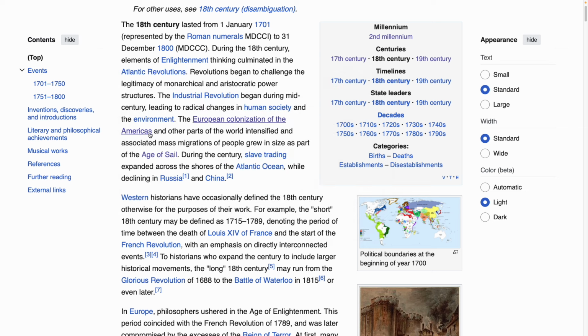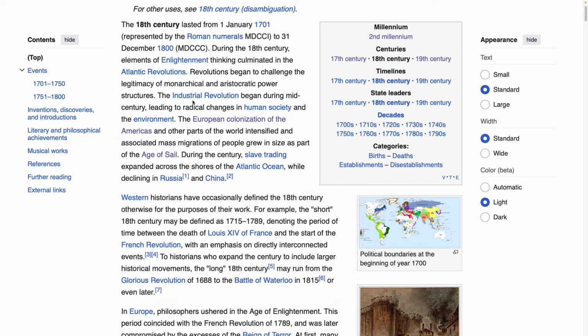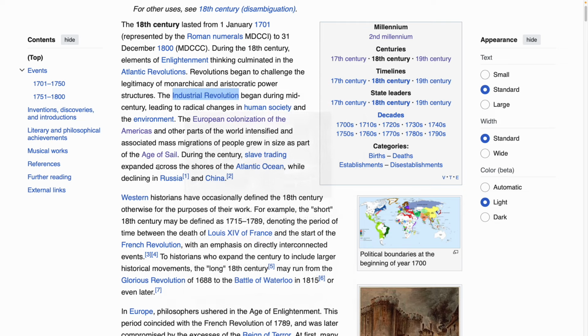What else we got here? European colonization of the Americas and the Industrial Revolution. So let's click into that as well. So that is, of course, the Industrial Revolution, which is divided into the first and second, a period of global transition of the human economy towards more widespread, efficient, and stable manufacturing processes. Okay.